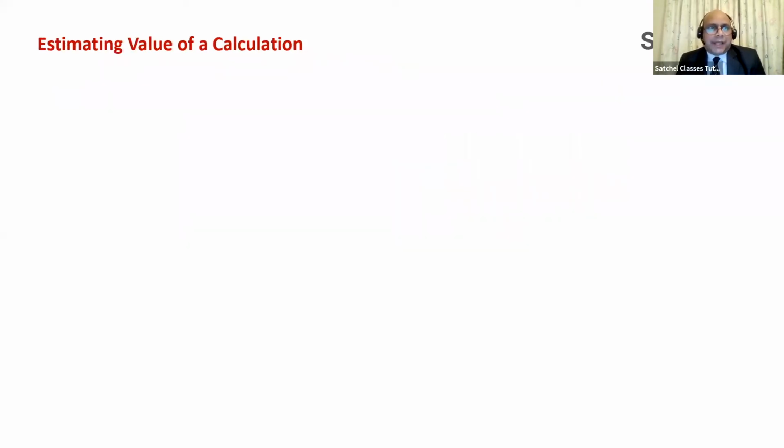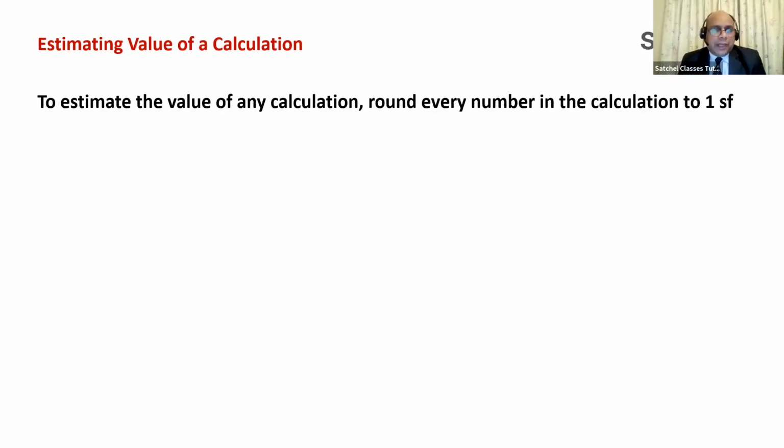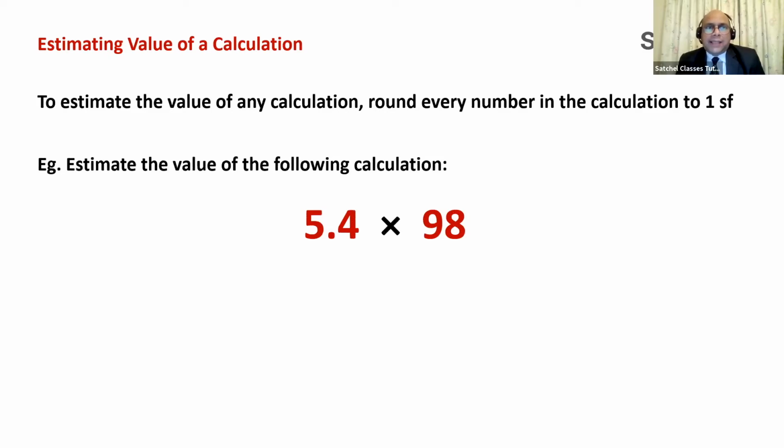Finally, let's understand how do we estimate the value of any calculation using this concept of rounding numbers to significant figures. So let's take a calculation. To estimate the value of any calculation, we need to round every number in the calculation to one significant figure. Okay, now remember this as a thumb rule. To estimate the value of any calculation, you need to round every number in the calculation to one significant figure. Here's the example.